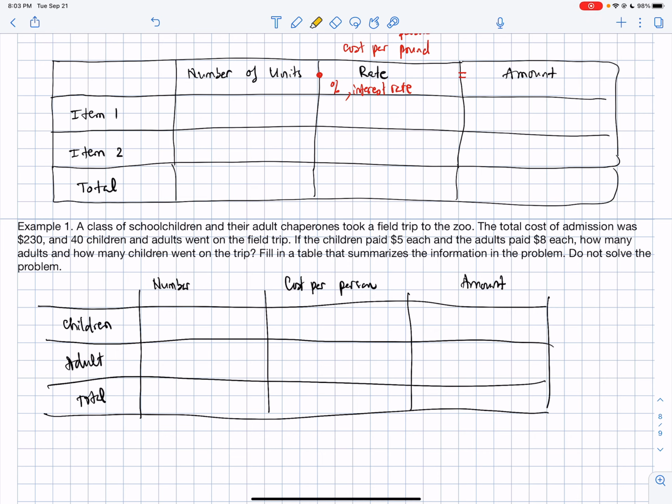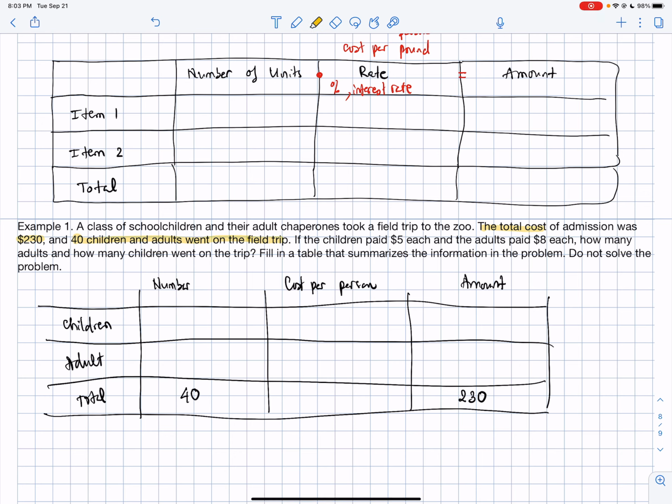Okay, now we read the problem. We have the total cost is $230. So that is the amount, the cost for total. So 230 will be here. 40 adults and children went on the trip. So 40 is the total of the children and the adults. We don't know how many for each of them, so we know that the total is 40.